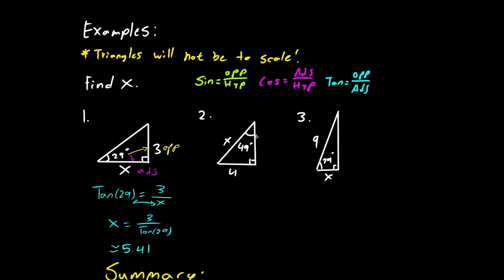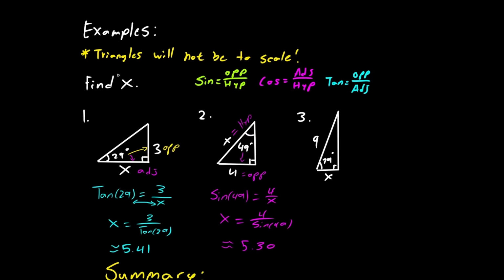Okay, let's try another example. Now we have a triangle with an angle of 49 degrees. We have an opposite that's equal to 4, and we have a hypotenuse that is equal to x. Okay, so is there a ratio of an opposite to a hypotenuse? Oh, it's just sine. So we can write sine of 49 is equal to 4 over x. Once again, we can just swap these two. We get x equals 4 over sine 49, and plugging this into our calculator, we get approximately 5.30.